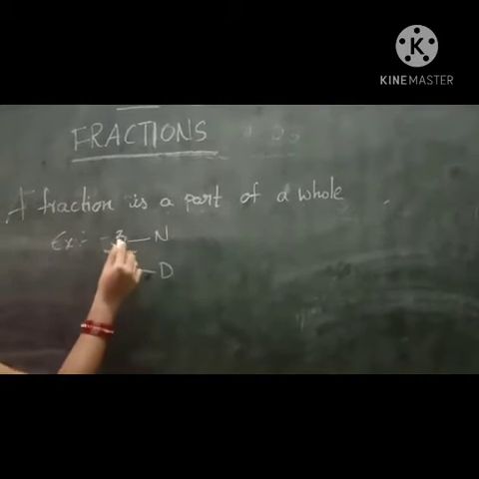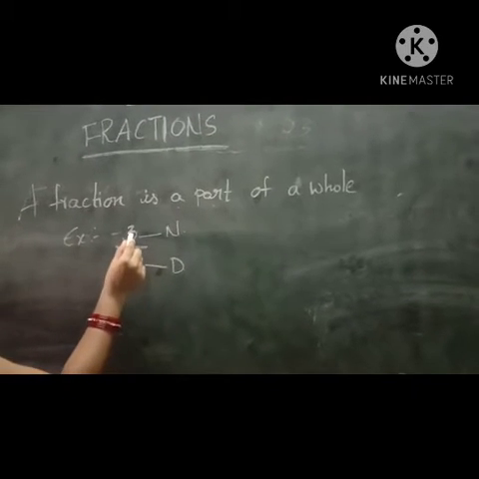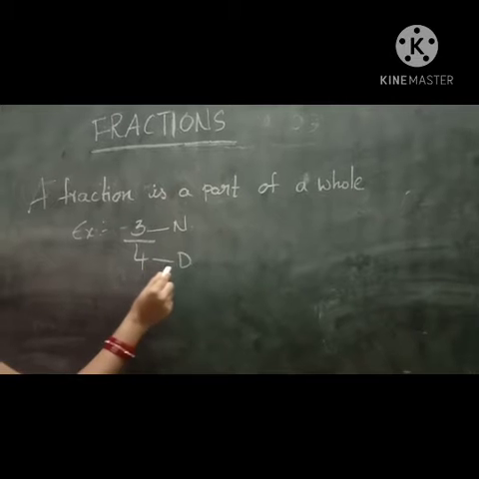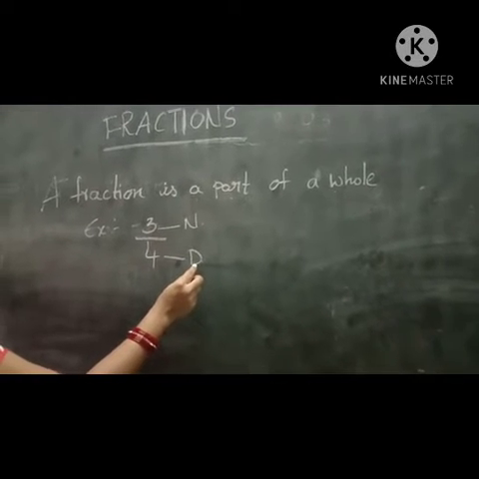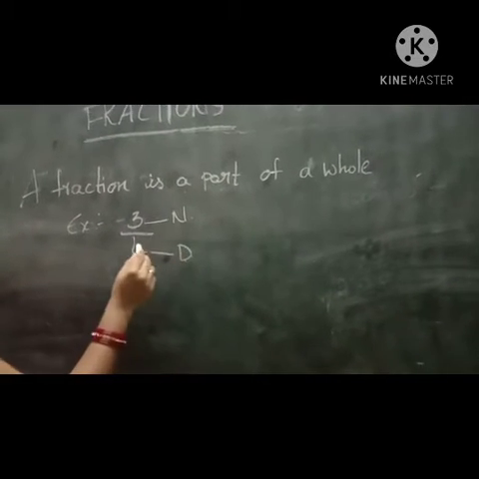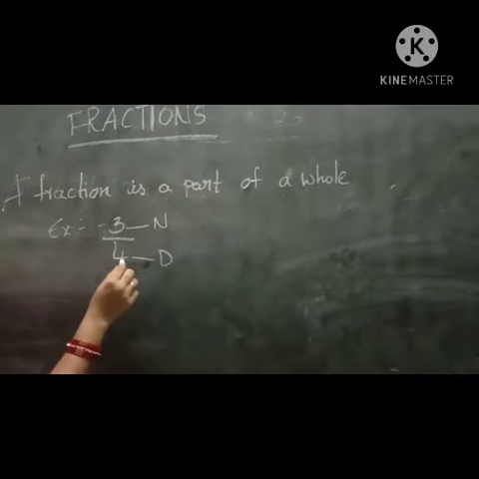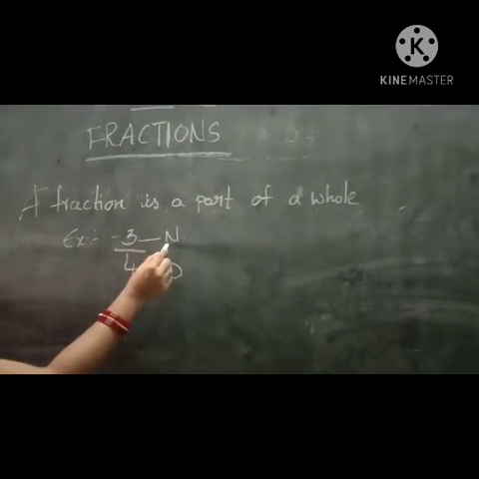This is the numerator and this is the denominator. What is the 3 called? 3 is above the line, no? Yes, this is the numerator. And 4 is the, what is this, children? Yes, this is the denominator. Below the line is called the denominator and above the line is called the numerator.